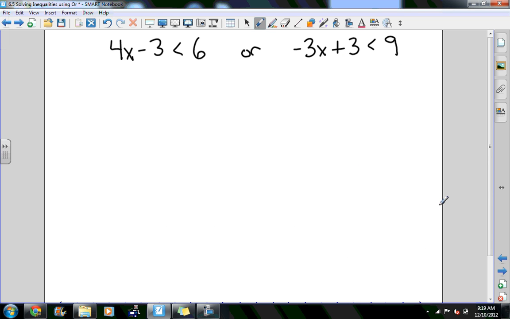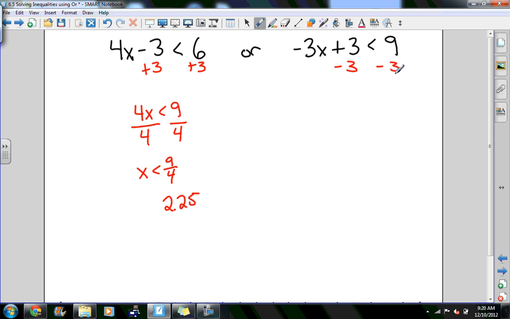Okay, another one, let's take a look at. So I'm going to add 3. So I get 4x is less than 9. I divide by 4. And so I get x is less than 9/4, and I know 9/4 would be 2.25, because 8/4 is 2, so it'd be 2 1/4 or 2.25. Here, I'm going to subtract 3. So I get -3x is less than 6. I divide by -3. Oh, I divided by a negative number, so I have to flip the sign.